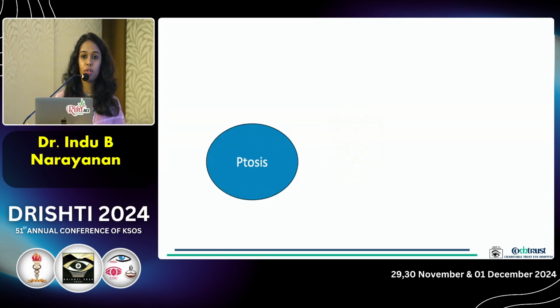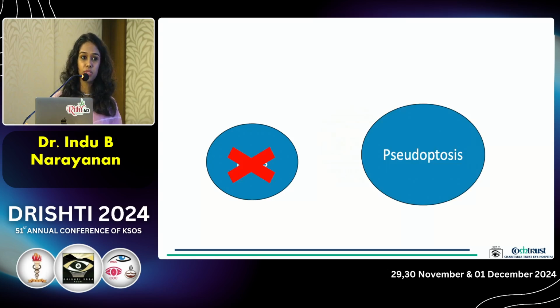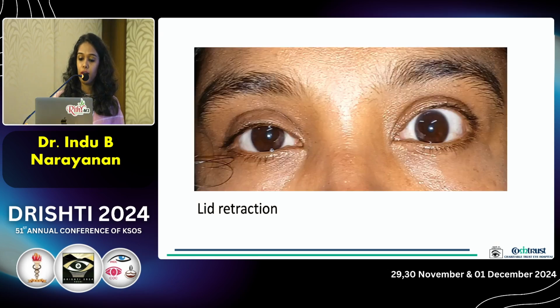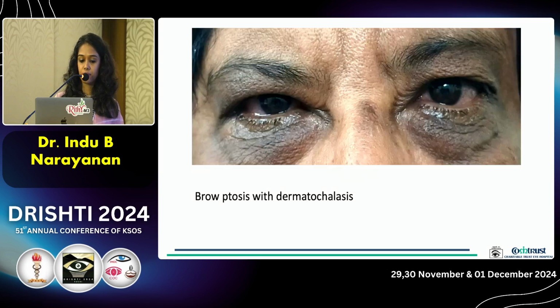Not all cases which appear as drooping of the eyelids are ptosis. Some can be pseudoptosis. Always be aware of pseudoptosis cases. So here the patient had come with complaints of smallness of her right eye, but you can see that it is actually a case of lid retraction in the left eye. This is another case. Again, she had come telling that it is a smaller eye on the right, but it's actually brow ptosis with dermatochalasis.